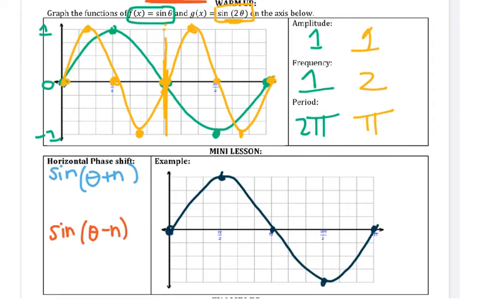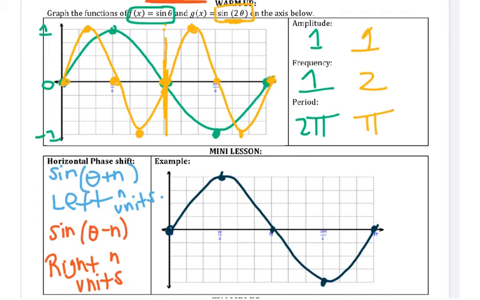So now we're just going to jump into the mini lesson, and this talks about horizontal phase shifts of sine. So I'm just going to use sine as an example here. So if you have something inside the parentheses, that is actually going to shift it left or right. So when it's a plus, this actually moves it to the left. And when it's a minus, this moves it to the right, however many units. So we can say n units. All right, let's also add that here, n units.